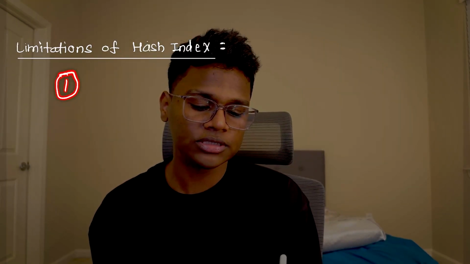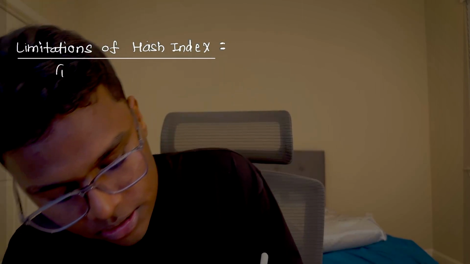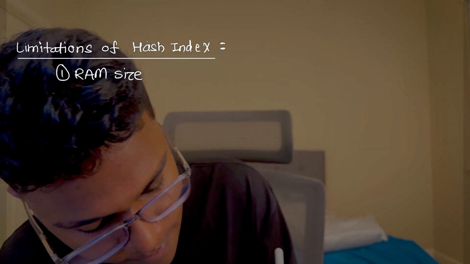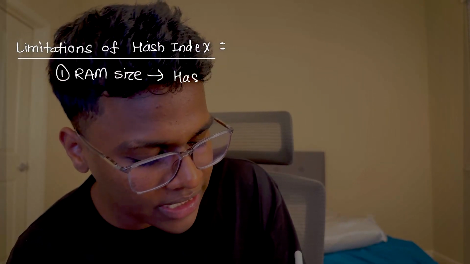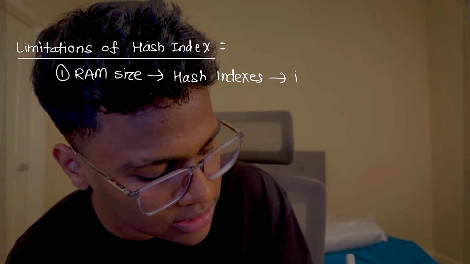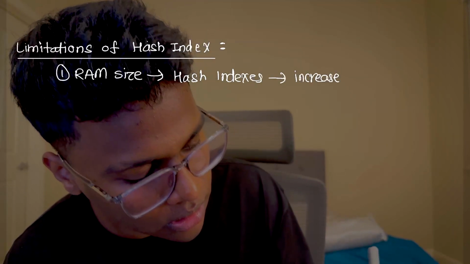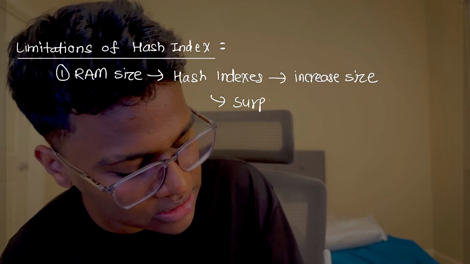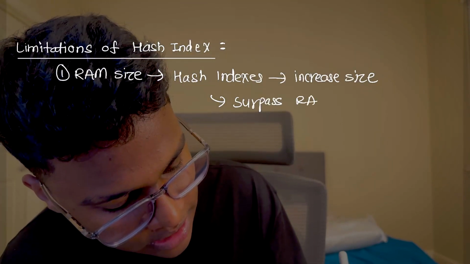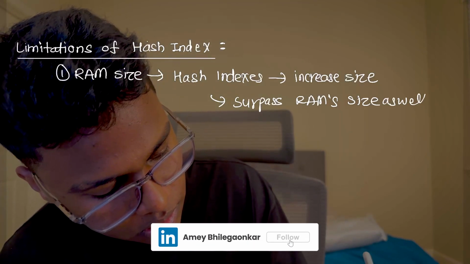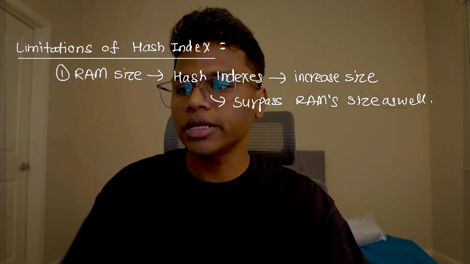So the first limitation is the RAM size. If the database size increases, the hash indexes can increase in size, and it can surpass the RAM's size as well.